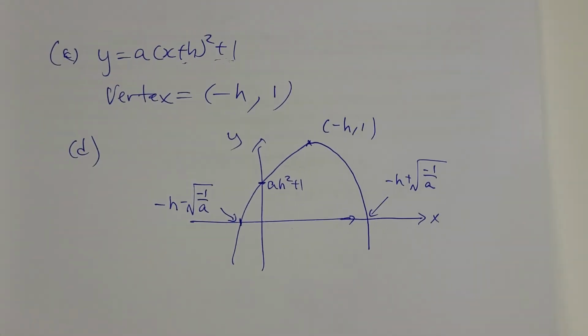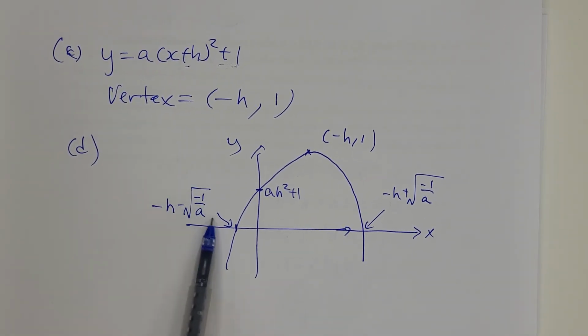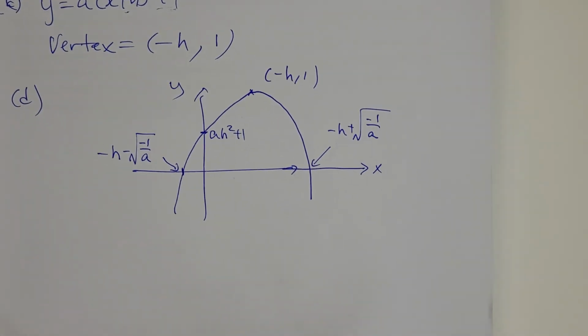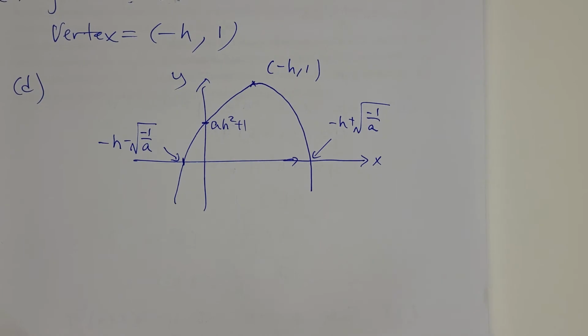So negative h minus square root of negative 1 over a on here, okay? And that is the final answer of this question number 4. So go to question number 5.